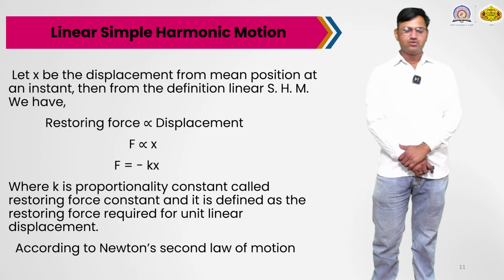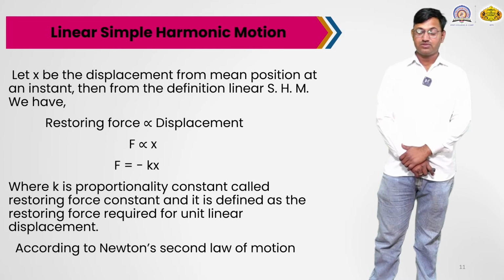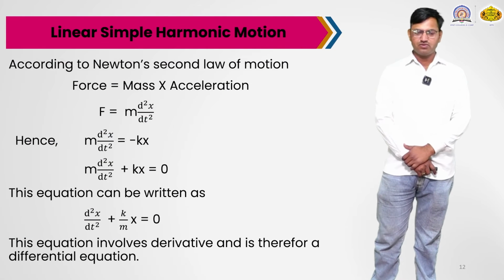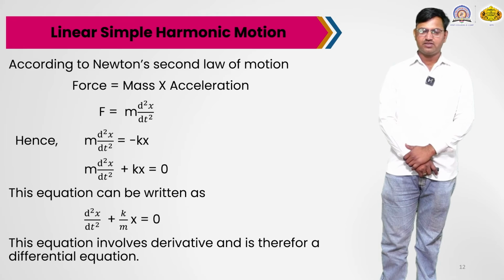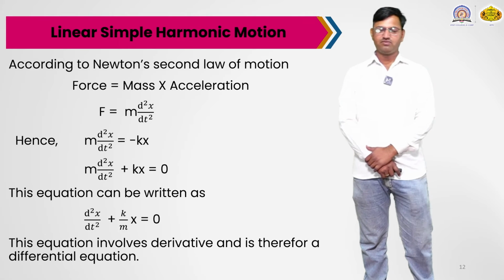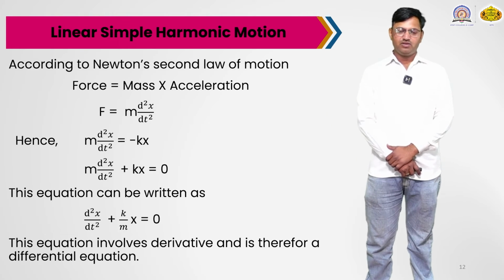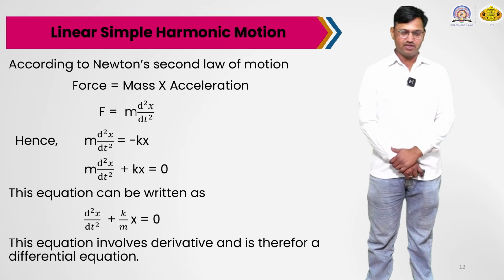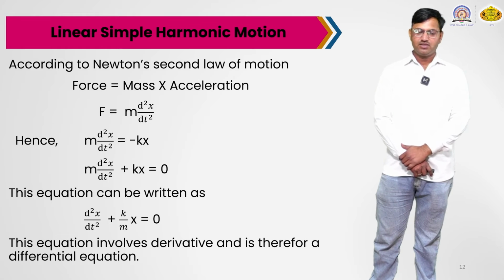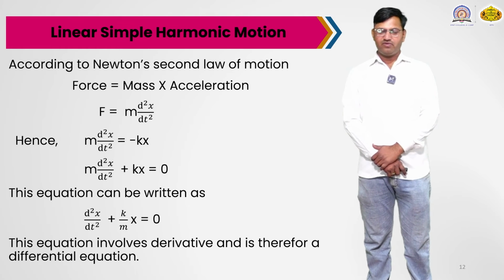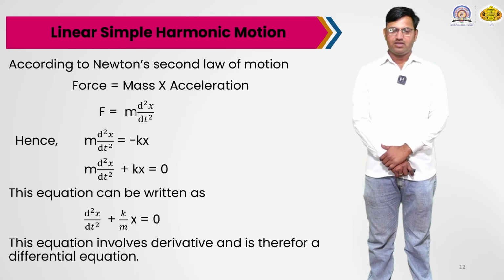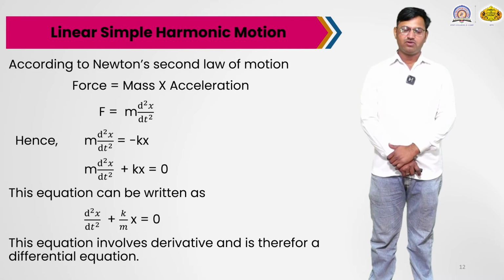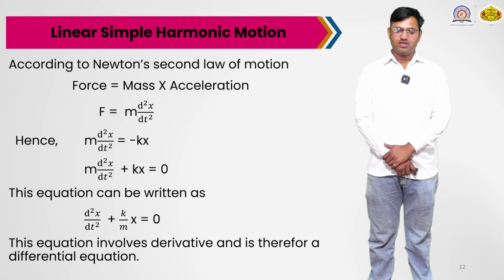Next, according to Newton's second law of motion, the force is equal to mass times acceleration. Therefore, F is equal to m times the acceleration, which is d square x upon dt square. Hence, substitute the value of F. Therefore, m d square x upon dt square is equal to minus kx.